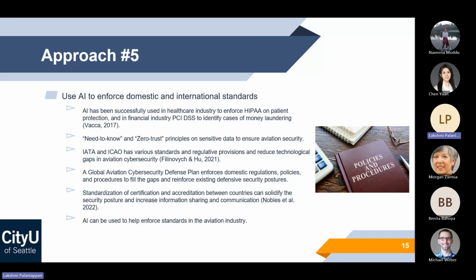The fifth approach is to use AI to enforce international standards. With modern air transport equipped with more and more sophisticated equipment, making it even more dependent on digital systems, cyber threats pose a real threat to aviation today. AI has been successfully used in the healthcare industry to enforce patient protection and in the financial industry to identify cases of money laundering. In the aviation industry, AI can be used to implement these various rules and regulations, standards and defense plans to solidify the security posture and increase information sharing and communication.